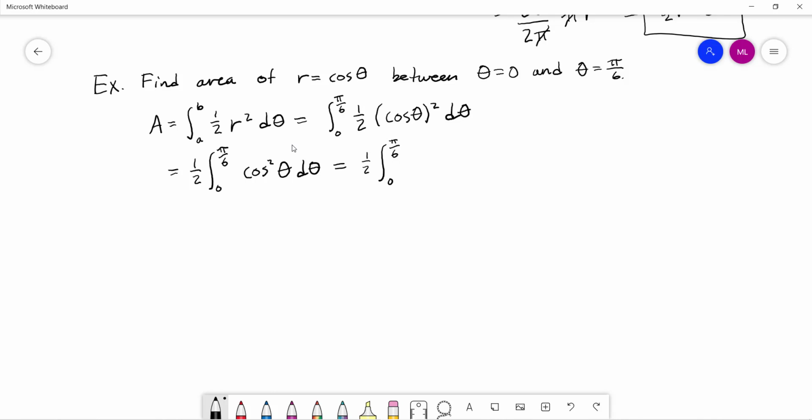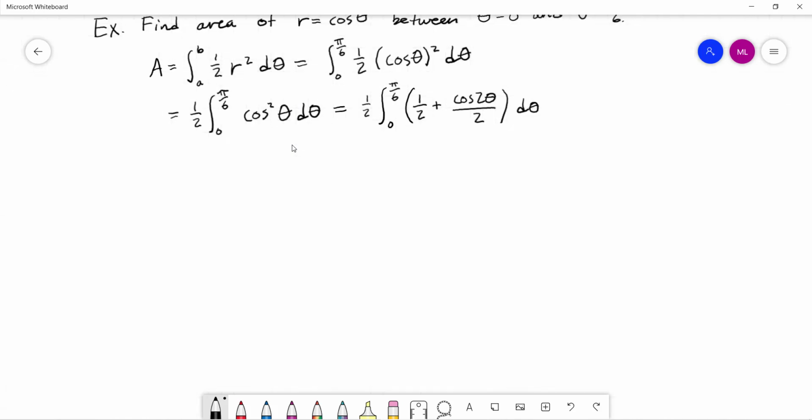So same integral, but cosine squared of theta is equal to 1/2 plus cosine of 2 theta over 2 d theta. And that is something that I can actually now integrate. So I've got my 1/2 out in front. The integral of the 1/2 is going to be 1/2 theta, or just theta over 2. And then this other portion, the cosine of 2 theta, will integrate to something involving sine of 2 theta.